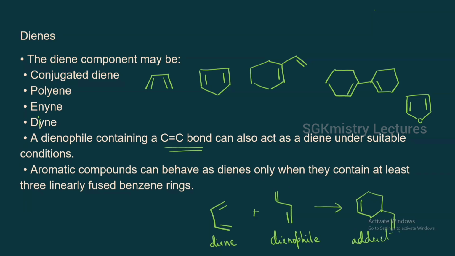If I'm talking about aromatic compounds, the aromatic compound can act as a diene only when it has at least three benzene rings which are fused linearly. For example, if the three benzene rings are fused like this in a linear fashion, then it can act as a diene. So suppose it is in this way. In such cases, the aromatic compounds can also act as dienes.